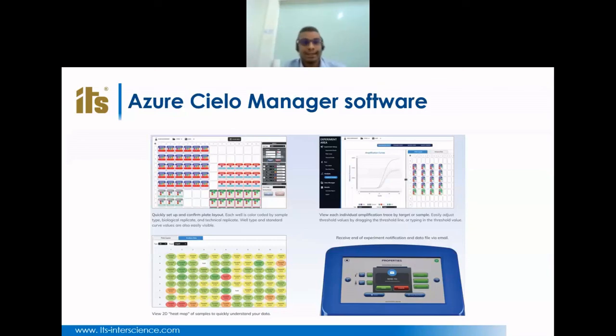All right, and this is the Azure Cielo Manager software. Of course, you can use the machine as a standalone machine, but you can also have a PC connected to the machine. And the Azure Cielo Manager software will also allow you to do analysis. Okay, it's an intuitive and easy to use software with a lot of different applications on it.